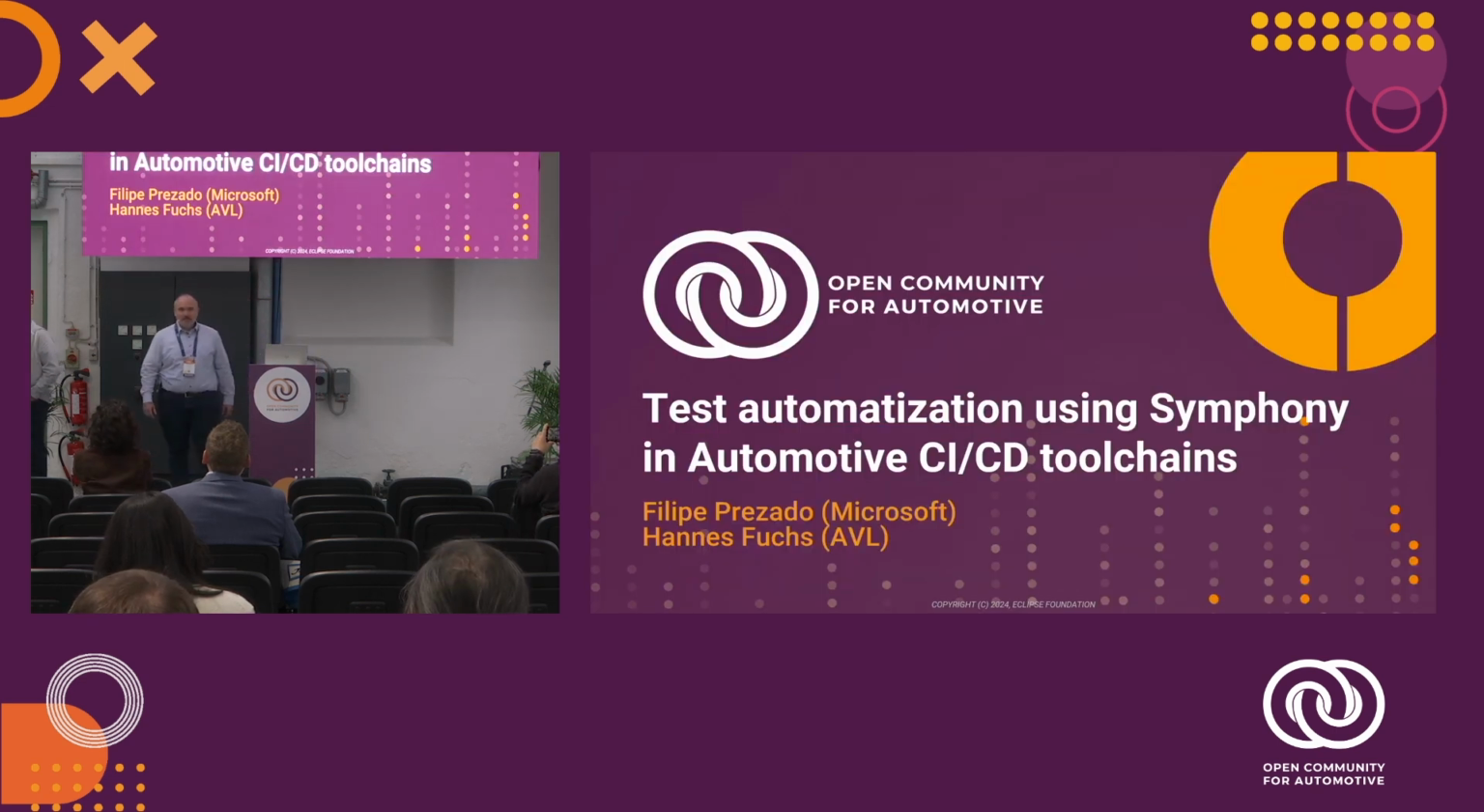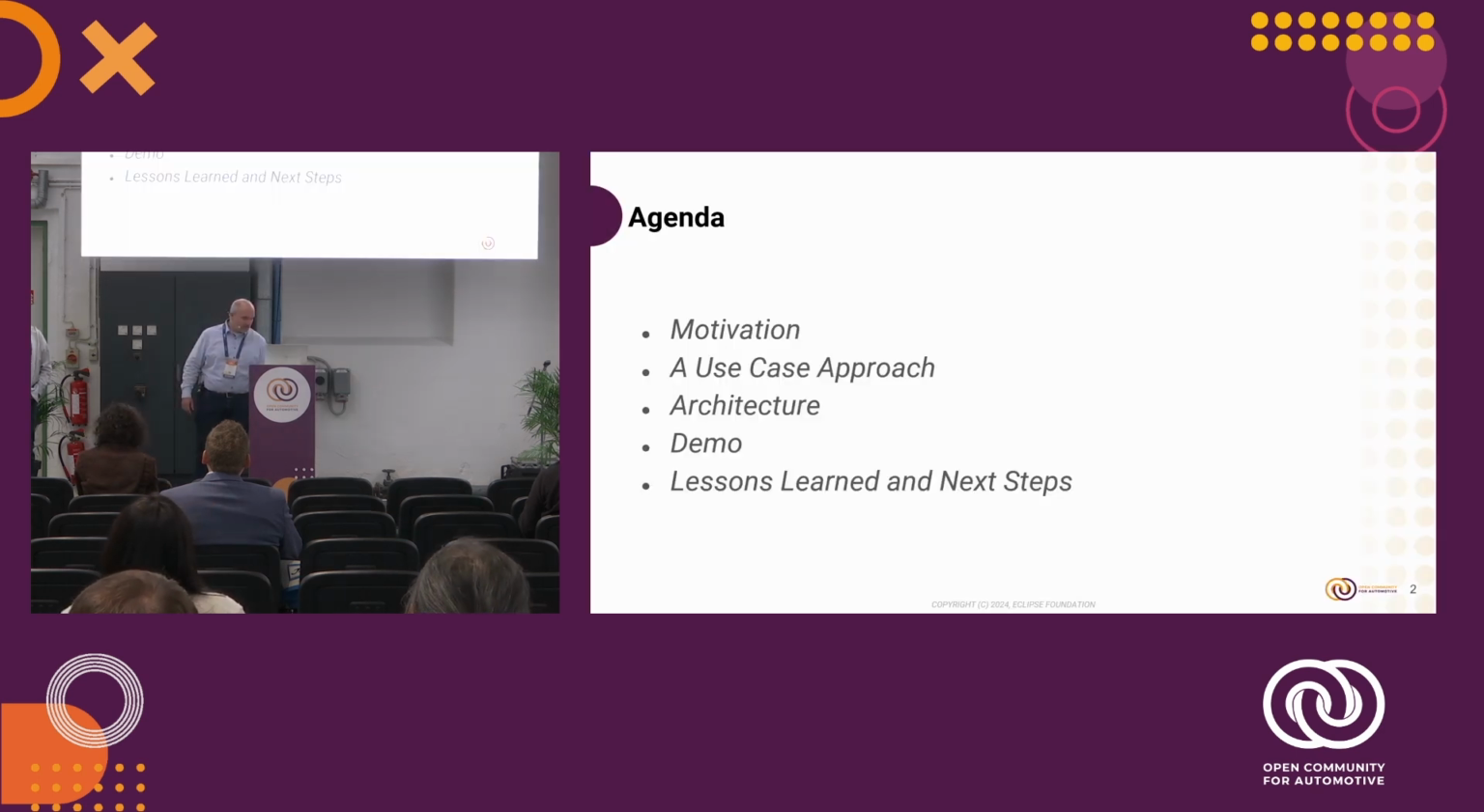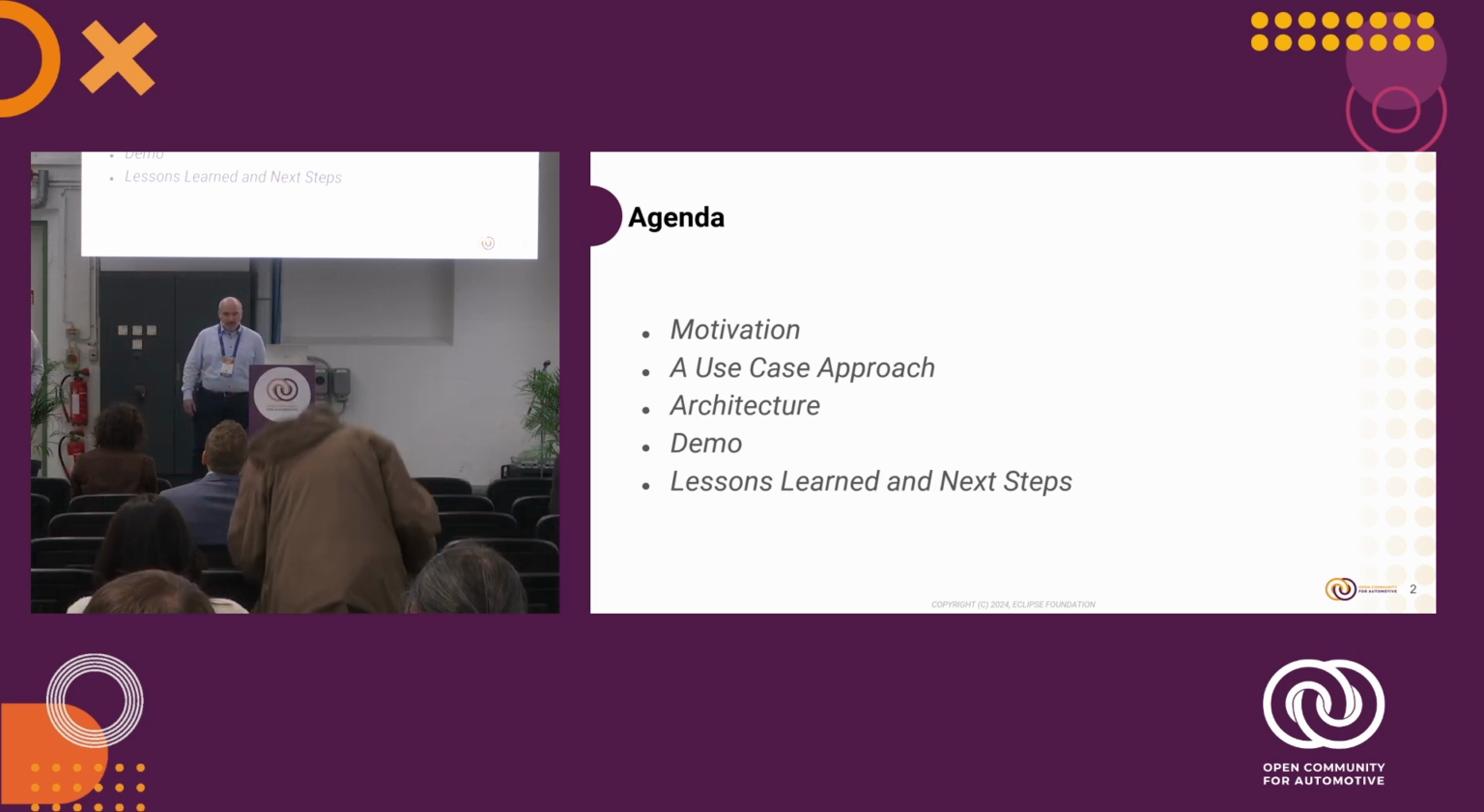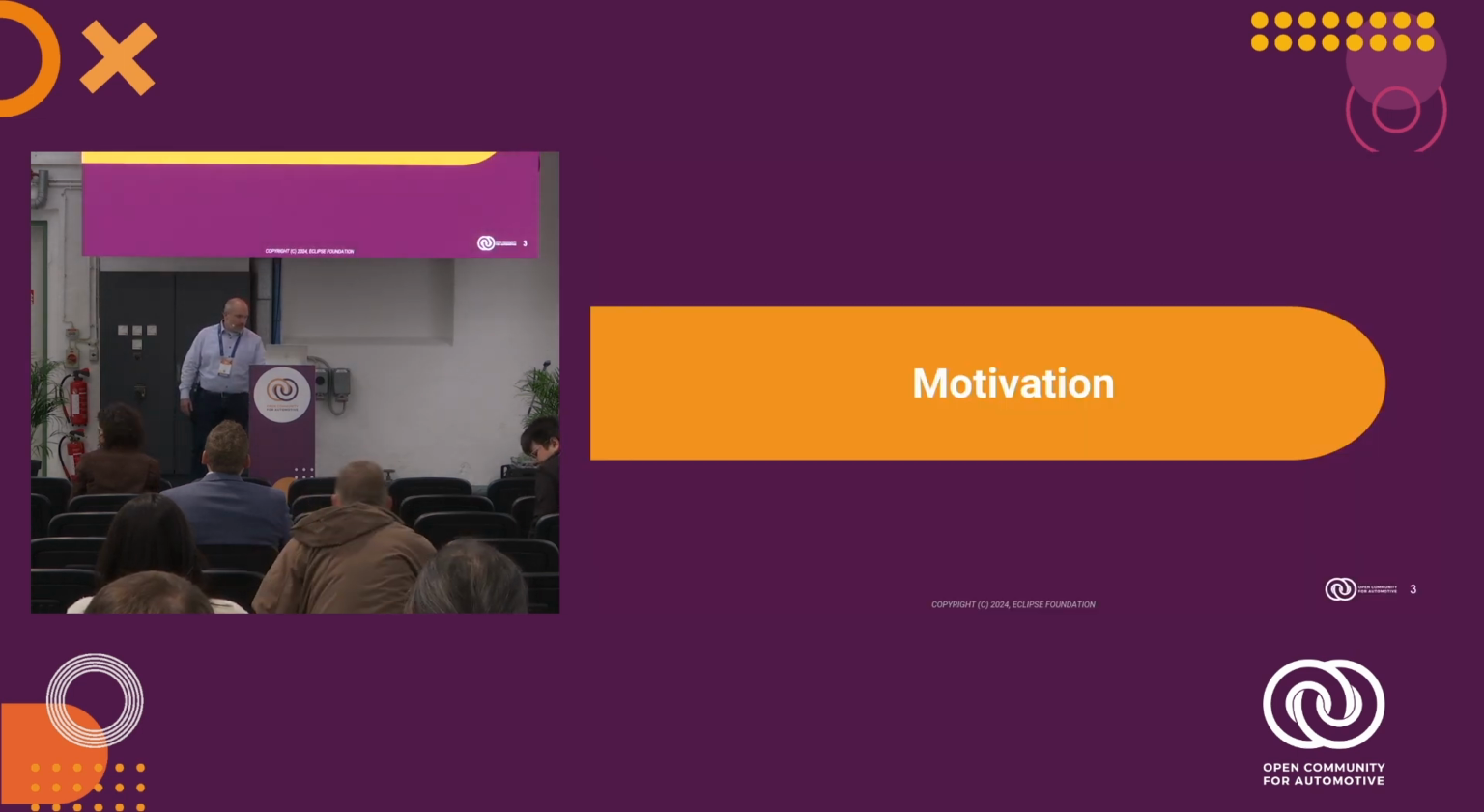So hello everyone, thank you for being here today and having interest in our talk about test automatization using Symphony and Automotive CI/CD Toolchains. So Philippe and me are presenting this talk today to you. Let me give you a short overview. So first we will start with our motivation for the talk. Then we will go into a selected use case, which we think should be interesting for every one of us. Then we will give you a short overview about the architecture we created. Then we'll dive into a live demonstration, and finally we'll wrap it up with some lessons learned and some key takeaways. So let's start with our motivation.